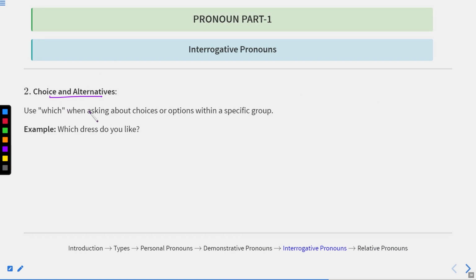Now, choice and alternatives. Use which when asking about choices or options within a specific group. Which dress do you like? So this which also makes the choice, and in case of choice we can use which, not who. Okay, for example, which is your favorite teacher? So we cannot say who is your favorite teacher, we should say which is your favorite teacher, because among the teachers we are making the choice.